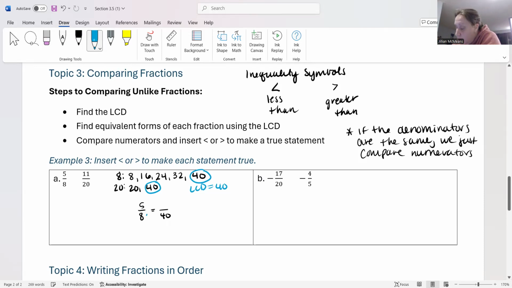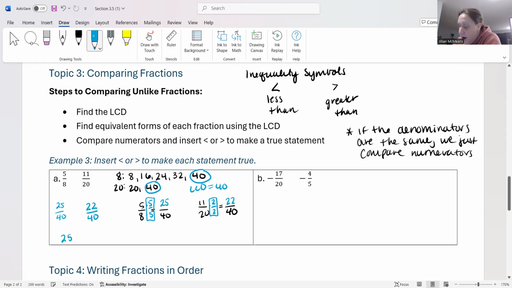So I want to multiply top and bottom by 5. That's my weird form of 1. So I end up getting 25/40ths. That's the equivalent form of 5/8. Now I want to do the same thing for 11/20ths. I want to rewrite this as something over 40. So what would I have to multiply 20 by to get 40? Well, I would have to multiply it by 2. So I want to multiply top and bottom by 2. That's my weird form of 1. So 11 times 2 is 22. So I'm comparing 25 over 40 to 22 over 40.